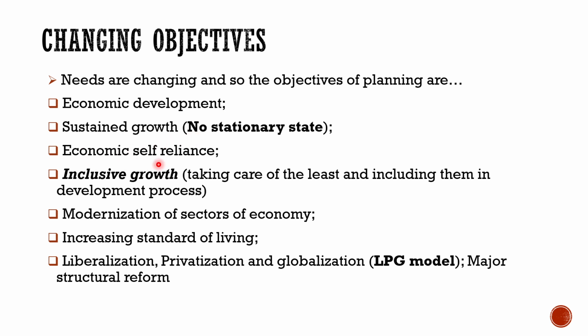We want to achieve self-reliance. Inclusive growth should take place, means taking care of the least wealthy and including them in the development process. Modernization of the sectors of economy by liberalization, privatization, and globalization. The LPG model we adopted in 1991, and major structural reforms. And why we are actually doing these things is to achieve a decent standard of living.